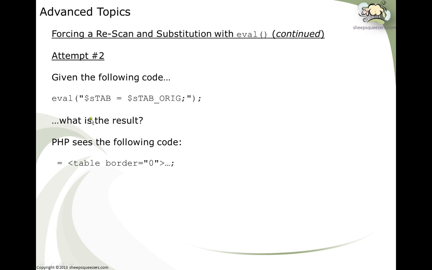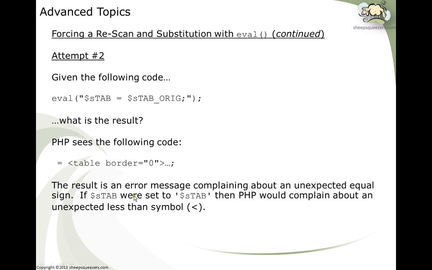Then you're going to have this equal sign, and then $STab_orig is just basically the string which we have in single quotes. And this is where it's going to appear: less than symbol, table, and so on and so forth. I didn't put in the entire string; I just put 3 dots there. Again, we're in double quotes. PHP is going to say, oh, here's another $. This guy wants me to figure out what this variable is and replace it. Cool, and it does it. And this is what you wind up with. Well, the result is an error message complaining about the unexpected equal sign because there's no assignment happening here. There's just an equal sign hanging out.